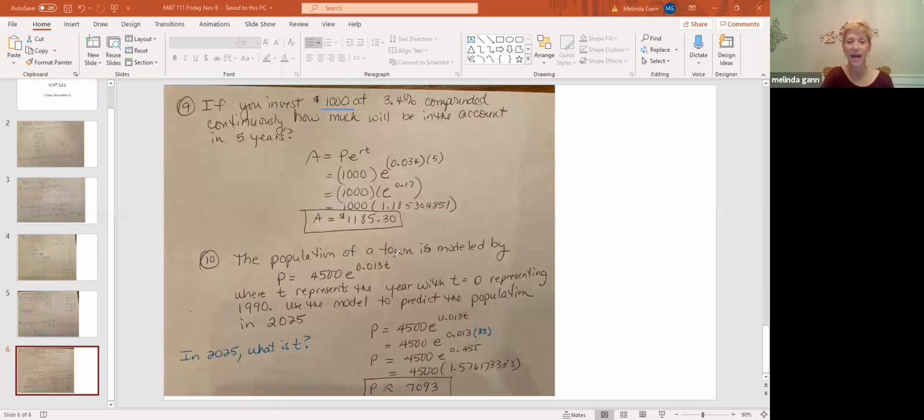The population of a town is modeled by P equals 4,500 times E raised to that power, where T represents the year with T equals 0 representing the year 1990. So do you understand that P is your population? It tells you how many people are in the town, and T is telling you what year. But you don't really plug in like 1990. It said if the year was 1990, it wants you to plug in 0 for the year.